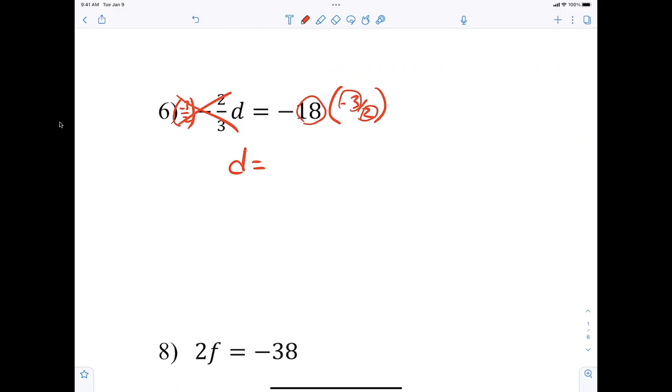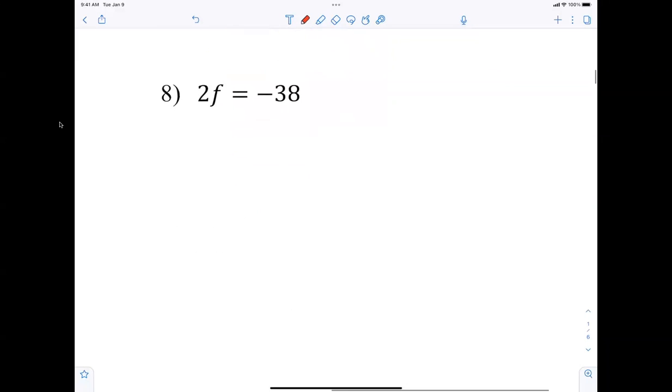All right, so 18 divided by 2 is 9. 9 times 3 is 27. Negative times a negative is a positive. So my answer was 27. Anybody have any questions with that? All right, number 8. Dividing by 2, dividing by 2. F equals -19.